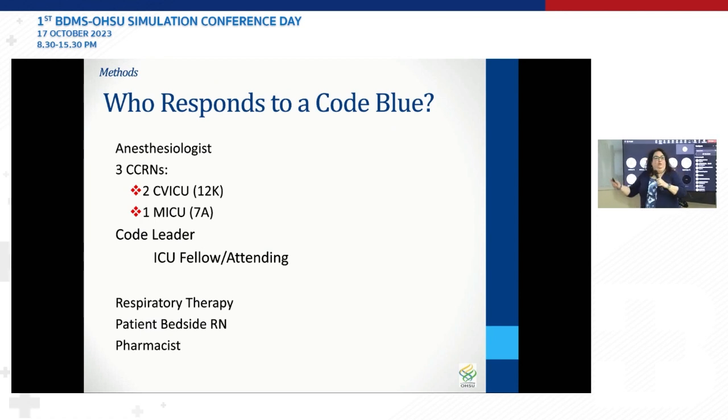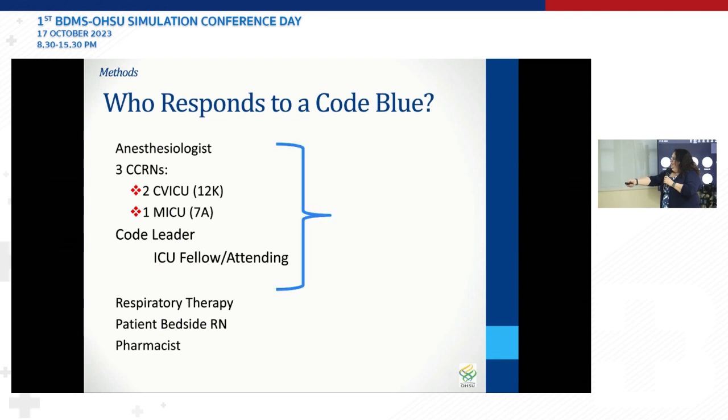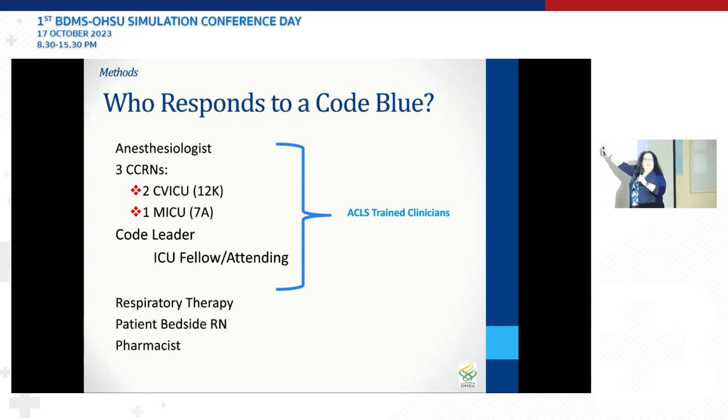And who responds to a real code in my hospital? In real life, you have an anesthesiologist, 3 critical care nurses, 2 of whom come from the cardiovascular ICU and 1 of whom comes from the medical ICU. A Code Blue team leader, which is typically the medical ICU fellow or attending, but could be another service attending if it's in another ICU. Respiratory therapist, bedside nurse, pharmacist, public safety, our hospital administrator on duty, things like that. The good news is, all of these people are ACLS trained clinicians.